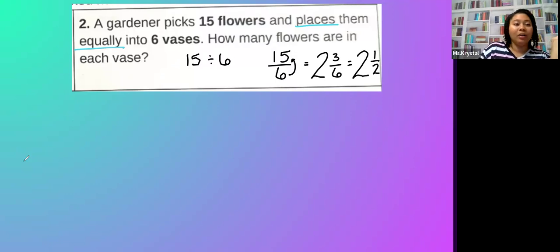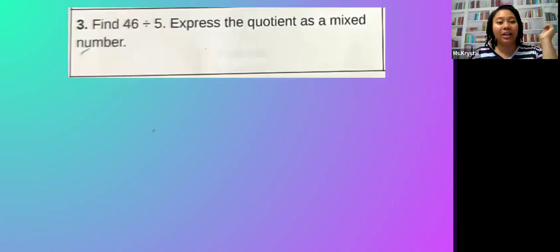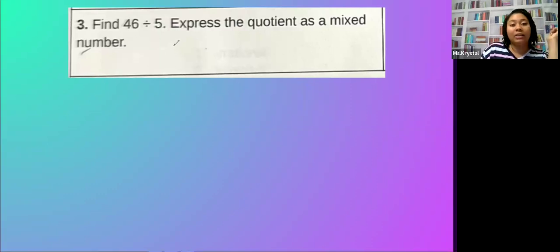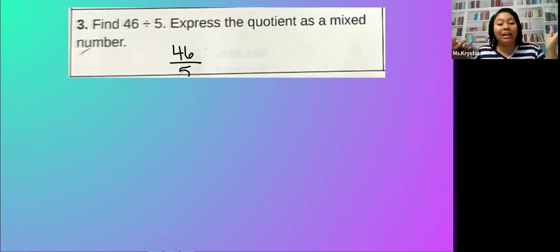All right, moving on to number 3. All right, it says find 46 divided by 5. Express the quotient as a mixed number. So we know we're going to be changing this to a mixed number. So let's write this out. We have 46 and we're dividing it by 5, which remember, that's the same thing as just a division bar. So we asked ourselves the question, how many times does 5 go into 46?